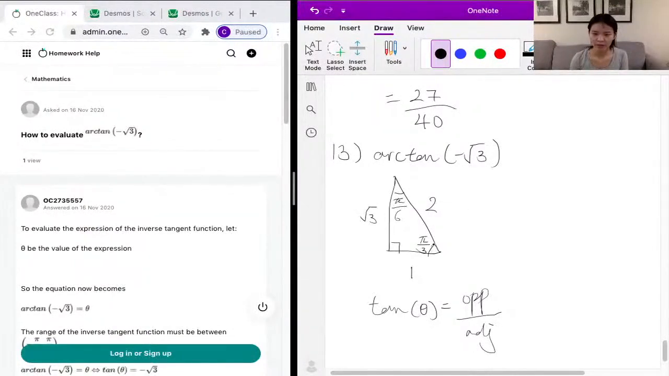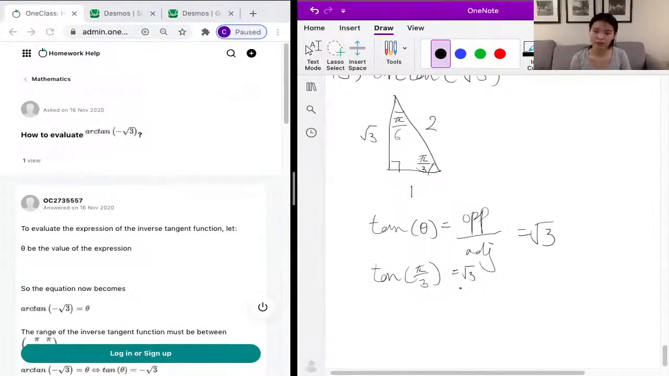So we know the answer is actually pi over 3, because we know that the tan of pi over 3 equals root 3. The tan of pi over 3 is root 3 over adjacent 1, which equals root 3. So we know from here that tan of pi over 3 is root 3.